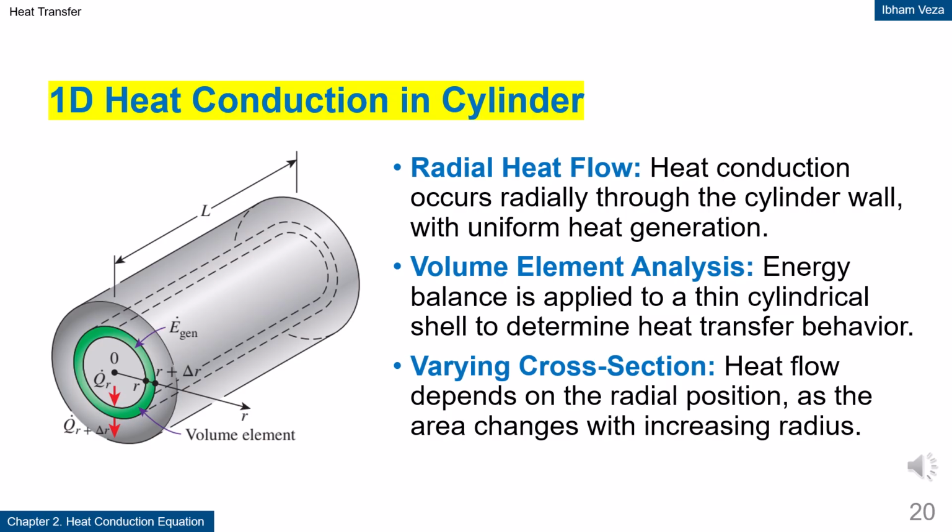1D heat conduction in cylinder. In a cylinder, heat conduction occurs radially, toward or away from the center. The cross-sectional area for heat flow changes with radius. An energy balance is applied to a thin cylindrical element. This change in area causes the equation form to differ from that of a plane wall. This analysis is important for pipes, cables, and tubes.